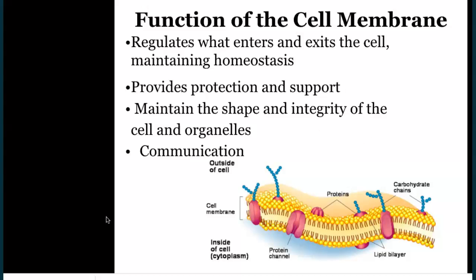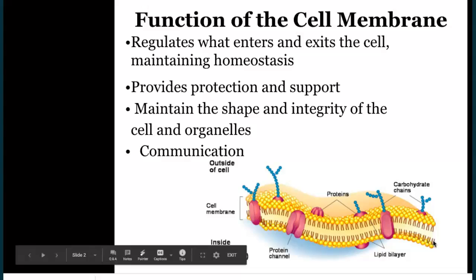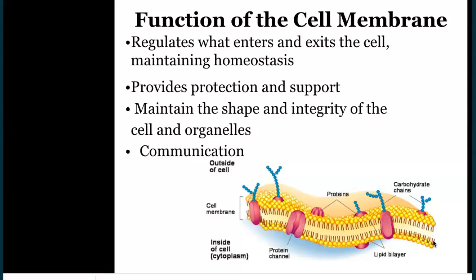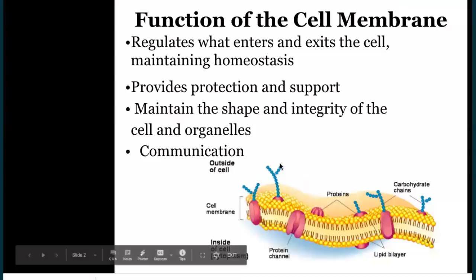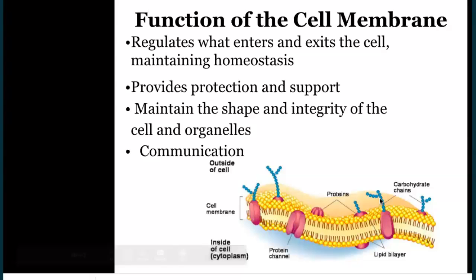It's a protective, so I said keep bad things out, right? And it supports or maintains the shape, integrity of the cell. It also surrounds many of your organelles individually. And then finally, it serves a purpose in communication. So these, we've talked about these before in the macromolecule chapter. These antennas, if you will, serve for cellular communication.